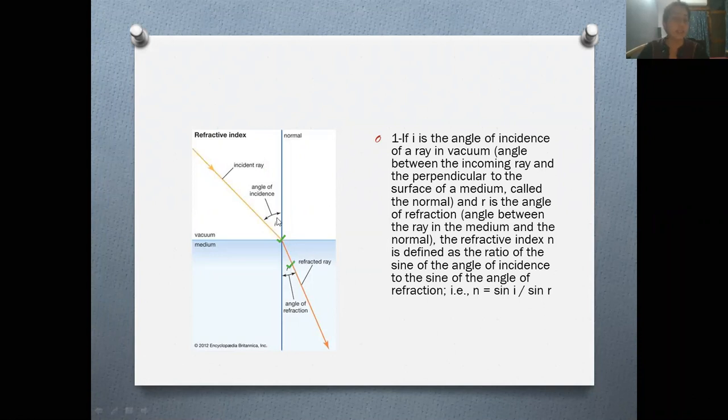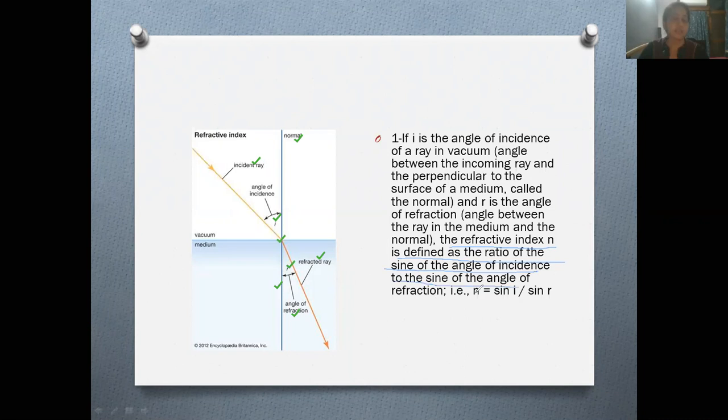So this I is the angle of incidence of a ray of light in a vacuum. What is I? The angle between the incident ray and the normal. And r is the angle of refraction. It is the angle between the refracted ray and the normal. The refractive index n is defined as the ratio of the sine of the angle of incidence to the sine of the angle of refraction.